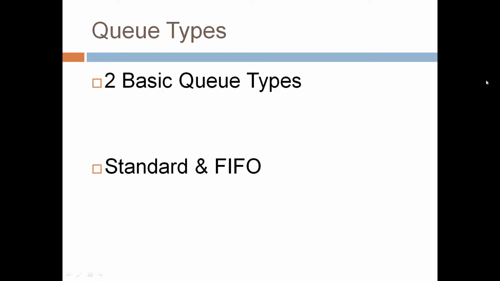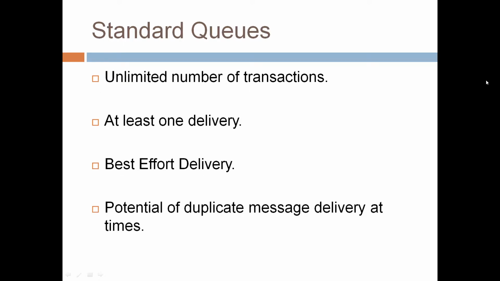There are two types of queues in SQS. One is standard and another is FIFO, that is first in first out. Let's have a look at both of these queues in detail. Standard queues have basically an unlimited number of transactions, which means that as the number of messages from your producers grows, or the traffic on your application grows, it can scale elastically for all those transactions.